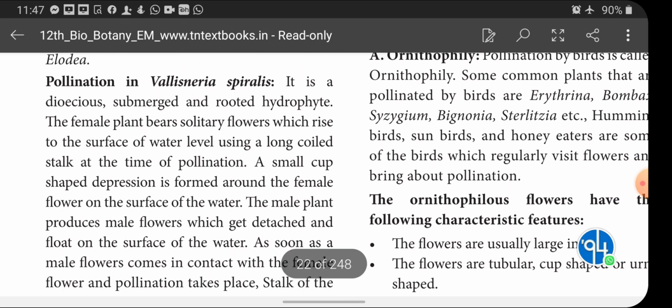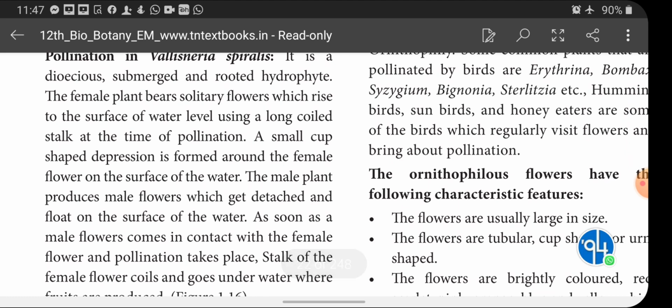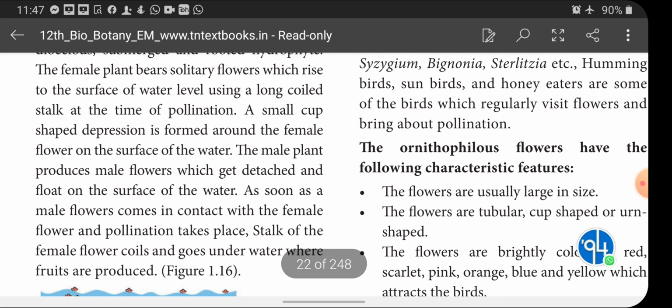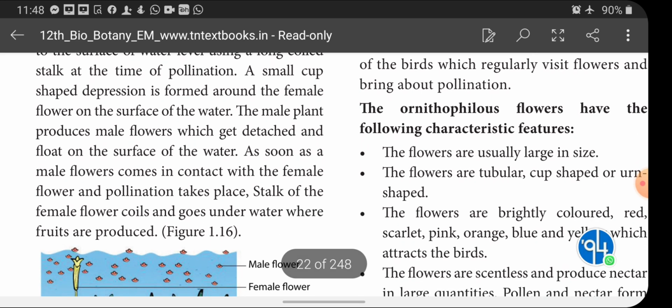The male plant produces male flowers which get detached and float on the surface of the water. As soon as the male flowers come in contact with the female flower and pollination takes place, the stalk of the female flower coils and goes under water, where fruits are formed.